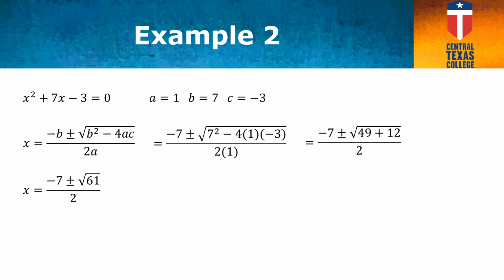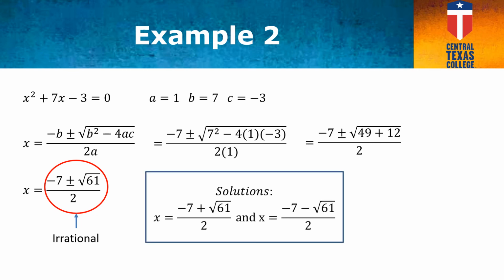Now this is a small problem because 61 is not a perfect square. This is an irrational answer, which means we can't write it in simpler terms. So our two solutions are just x equals negative 7 plus square root 61 all over 2, and x equals negative 7 minus square root 61 all over 2. We can't write it in simpler terms, so we leave it like that. However, you can get a decimal approximation if you have a calculator, and I've put those up on the screen if you're curious.